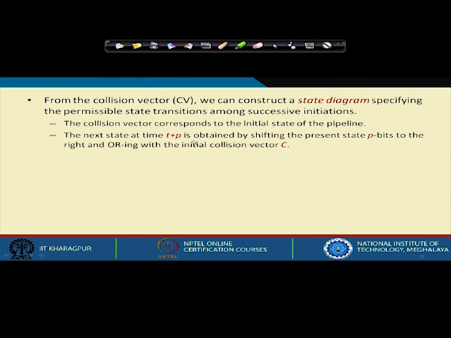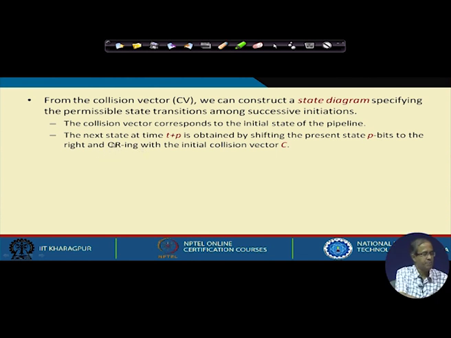So, the next state is obtained by shifting it right, and of course, the initial collision vector, that lists the forbidden latencies. So, the latencies which are forbidden will always remain forbidden. So, whatever you have obtained by right shifting, you will have to do a bit by bit logical OR with the initial collision vector also. So that wherever there is a 1 in the initial collision vector, it will remain a 1 in all the states, because those will always be forbidden. You cannot use that latency at any point in time.